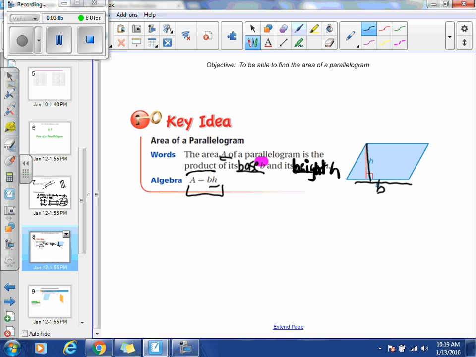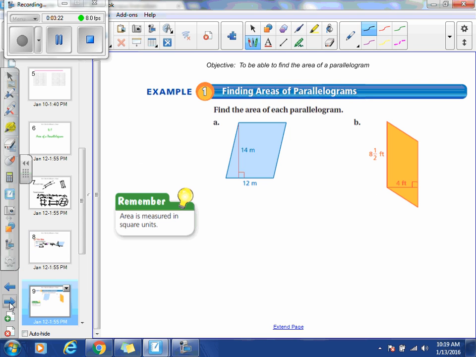Okay, the base, or the distance along the bottom, times the height. Notice that we are not looking at this slanted line. That is not our height. That's not telling us how high it is. We're looking at our height, so that means the distance from the highest point of the parallelogram straight down in a right angle that meets our base. Okay, find the area of each parallelogram.